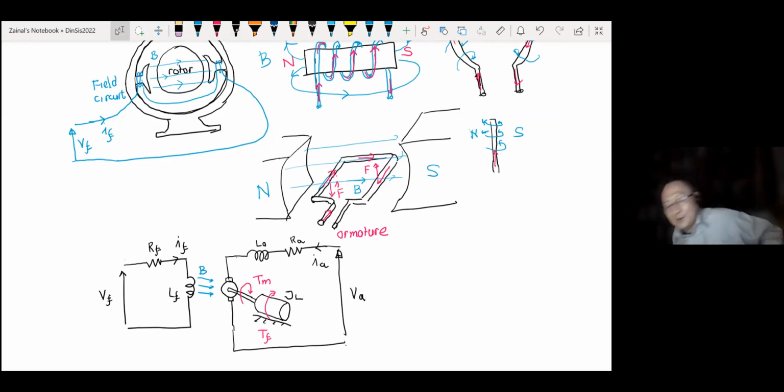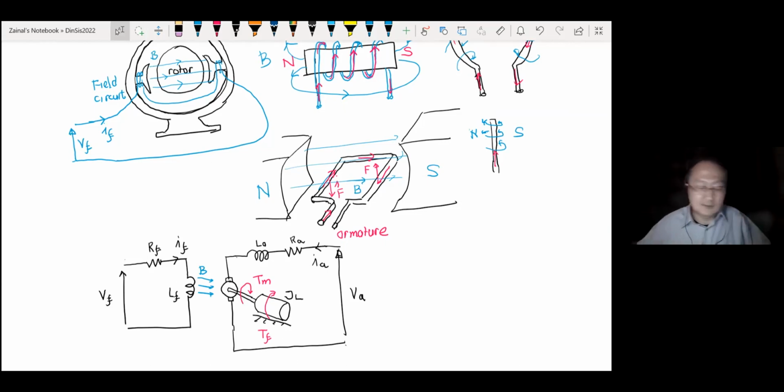So that one is an electromechanical system. An example of this electromechanical system is the DC motor, the simple one. Any question? Okay, Kak Nasir, silakan.